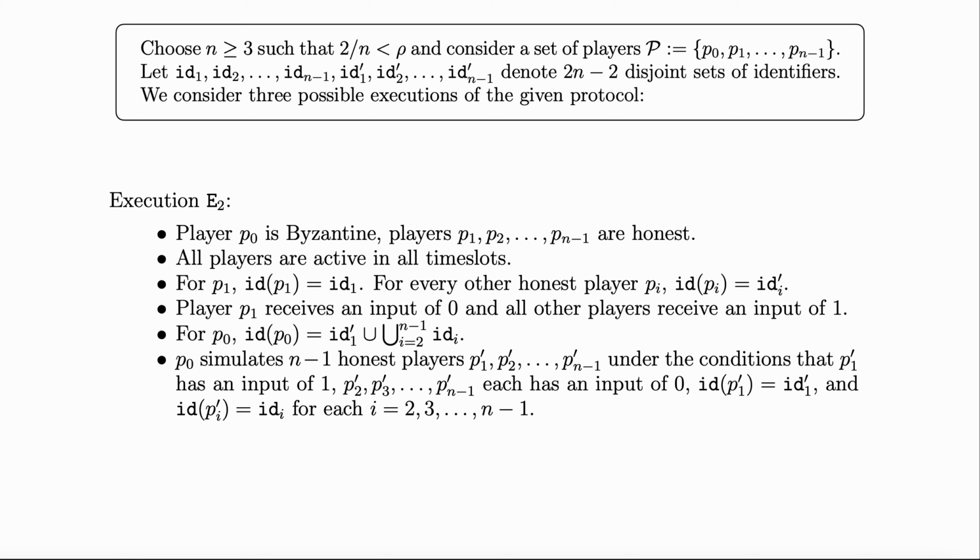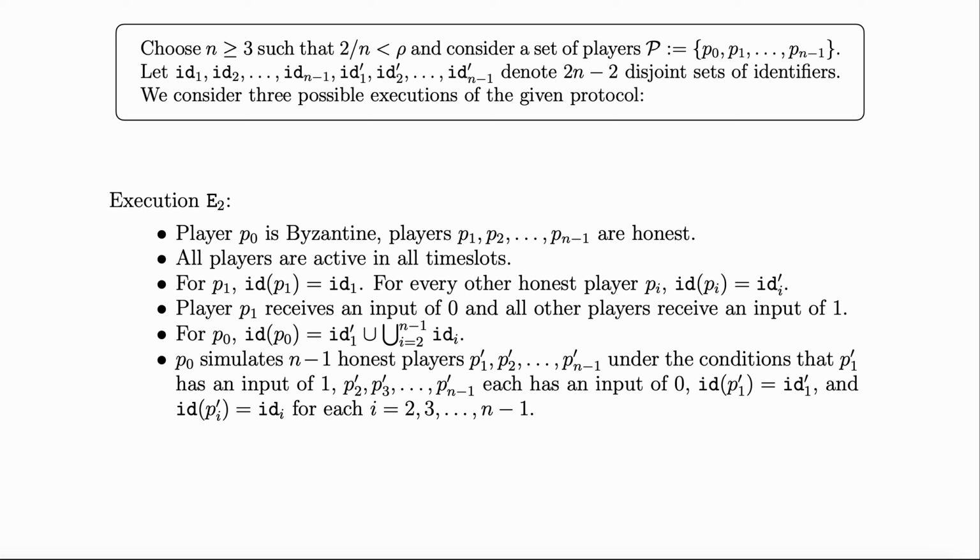And what P0 does is it just simulates n minus 1 honest players, P1 prime up to Pn minus 1 prime, under the conditions that P1 prime has an input of 1, and P2 prime up to Pn minus 1 prime each have an input of 0. ID P1 prime equals ID 1 prime, and ID Pi prime equals IDi for i from 2 up to n minus 1.